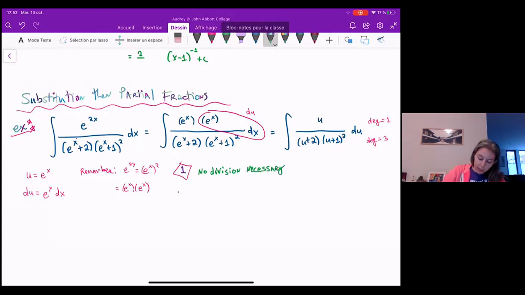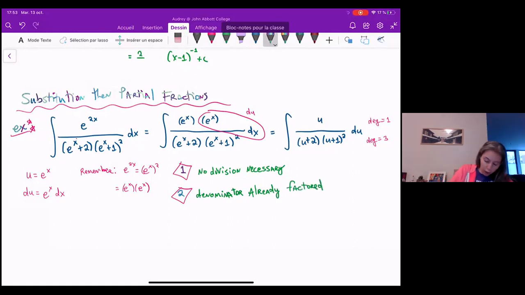Which brings us to our second step of partial fractions, which is to factor the denominator. But in this case, when I did that substitution, my denominator is already really nicely factored for me. So denominator already factored.